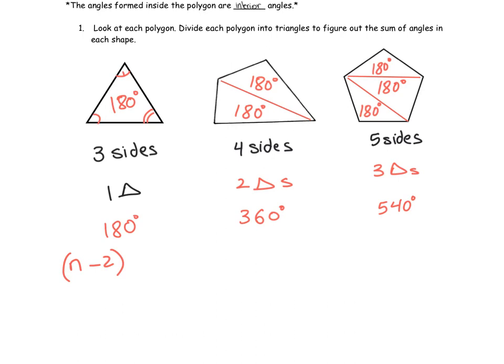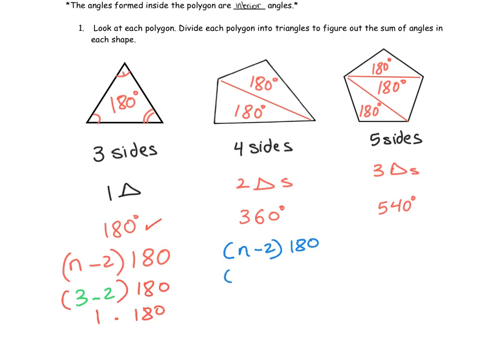Now, what is the sum of the interior angles of one triangle? That's 180. So I need to multiply that by 180. Now let's try that. n is the number of sides, so 3 minus 2 times 180 would give me 1 times 180, which is 180. So I got that. Now let's try if this works for the other two. So n minus 2 times 180.